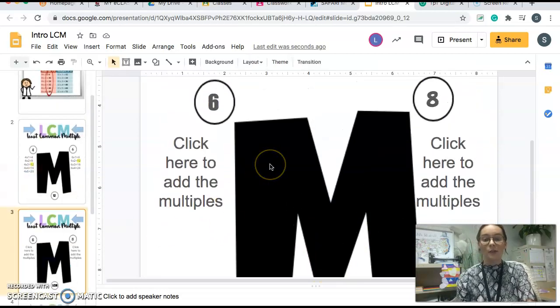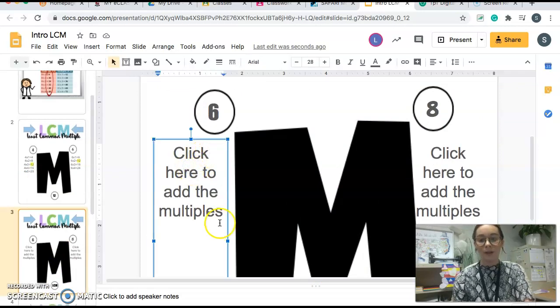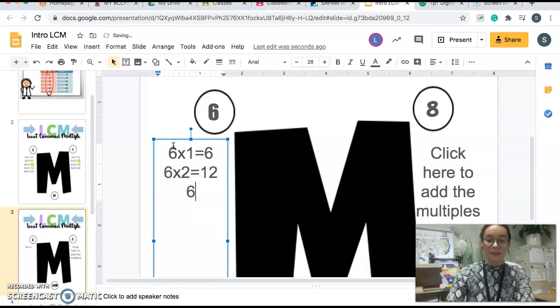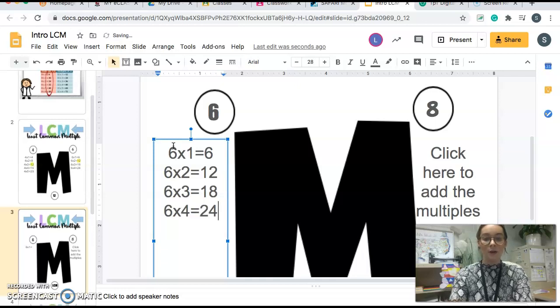So let's try doing this one together. 6 times 1 is what? Yep, it's 6. 6 times 2 is 12. 6 times 3 is 18. 6 times 4 is 24. 6 times 5 is 30.